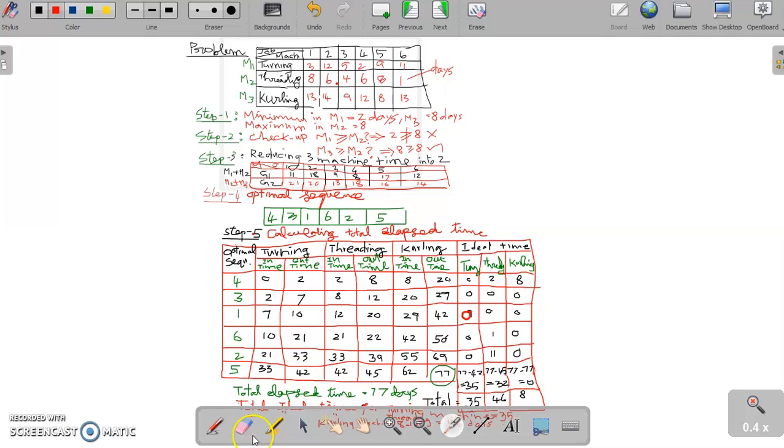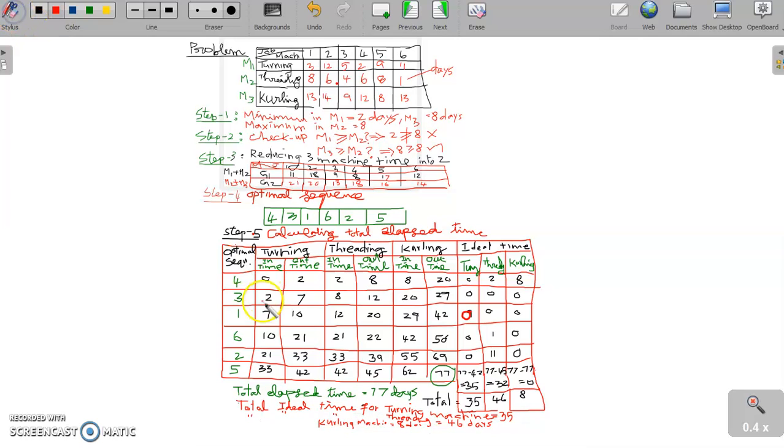Therefore, total elapsed time is 77 days, and idle time for the first machine is 35 days, for the second machine it is 46 days, and for the third machine it is 8 days. Thus, we can finish our problem.